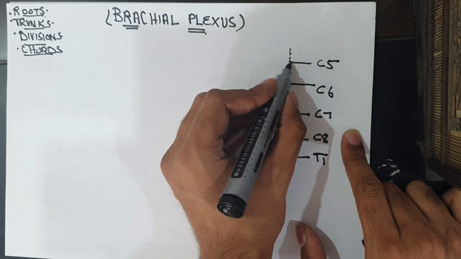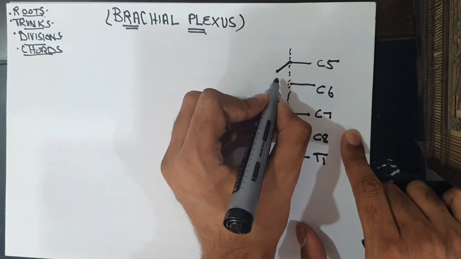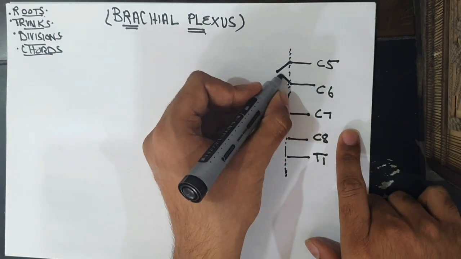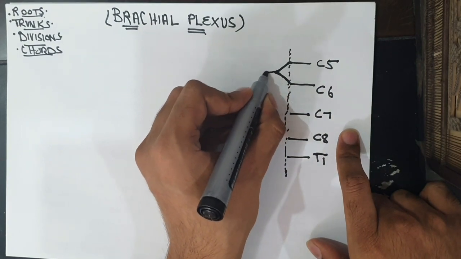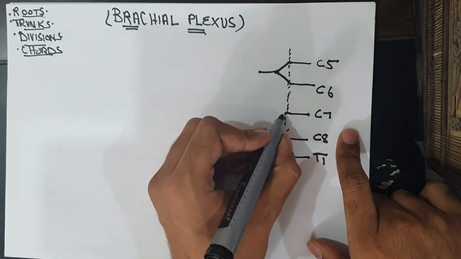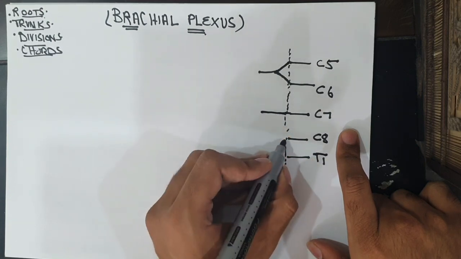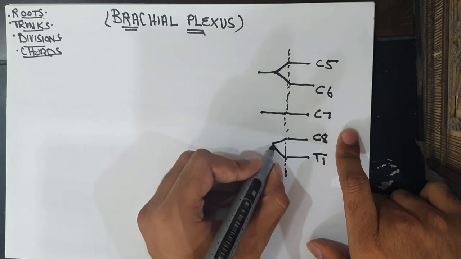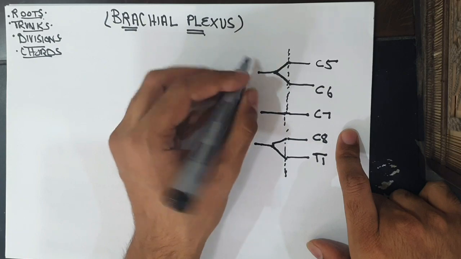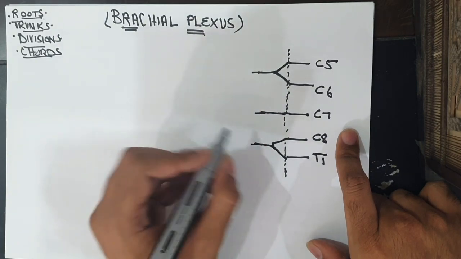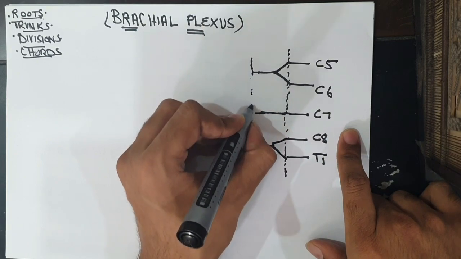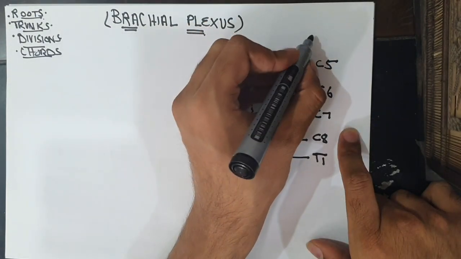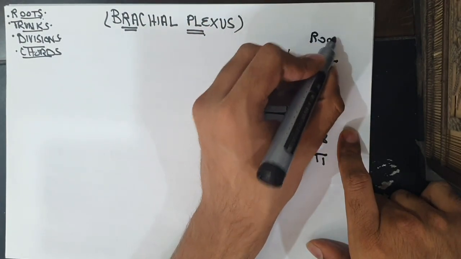How are the roots going to combine? The C5 root, cervical fifth root, is going to combine with the C6 root. The C7 root is going to continue as such. The C8 cervical root is going to combine with the thoracic first root. This is the initial blueprint that we are going to follow for the brachial plexus. Now till here it was the roots.